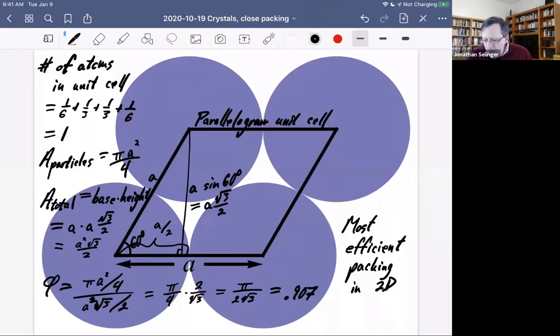All right, so if we have a two-dimensional material that tends to form a close packed structure, we would expect then to get a hexagonal crystal and not a square crystal. Okay. Now, what about in 3D?